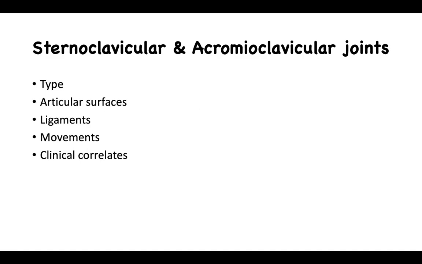To understand these joints, for each joint we focus on several points. We should know the type of the joint, articular surfaces, ligaments, movements, and we mentioned some of the clinical correlates. Clinical correlates in the joint, we mean dislocation. So if we achieve each point of this, we will understand and have full information about these joints.